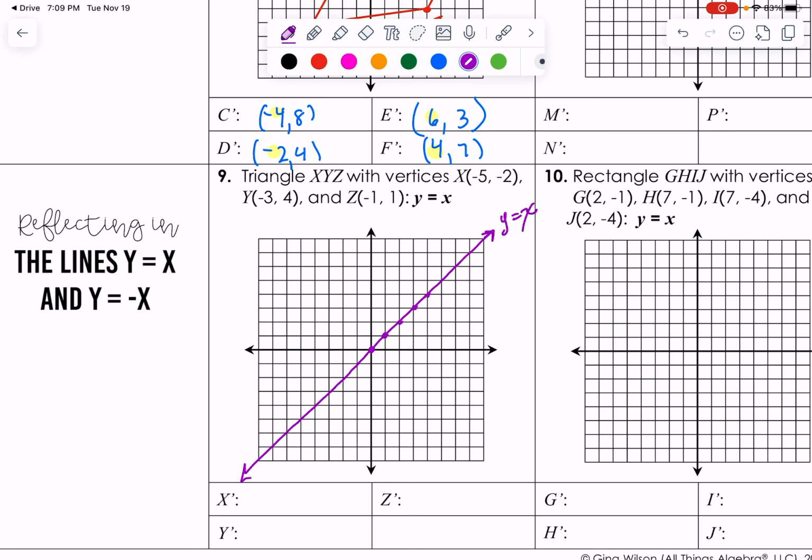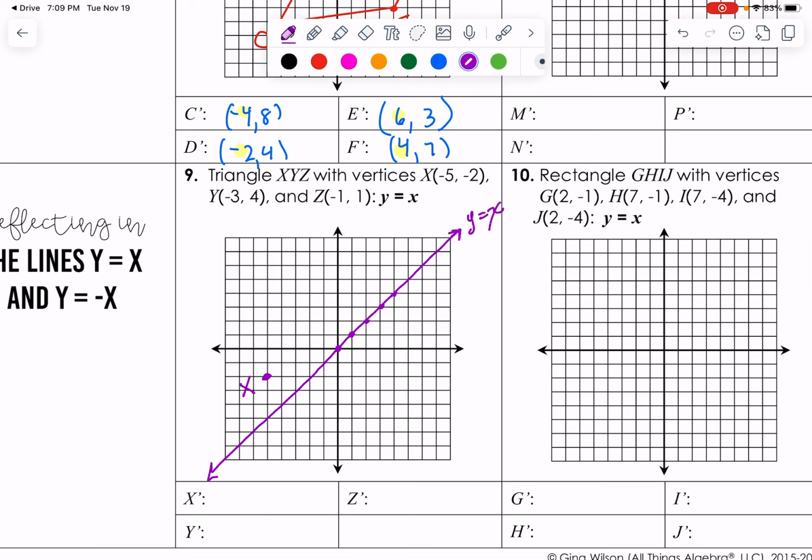So now I'm going to reflect something across that. So we start with -5, 2, and that's x. -3, +4, that's y, and z is -1, 1. So now when I reflect it, I just got to figure out how far that line is.